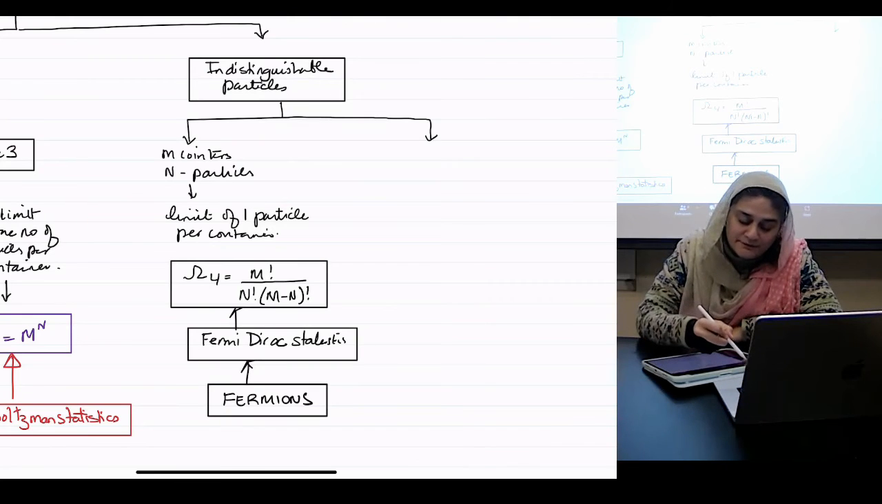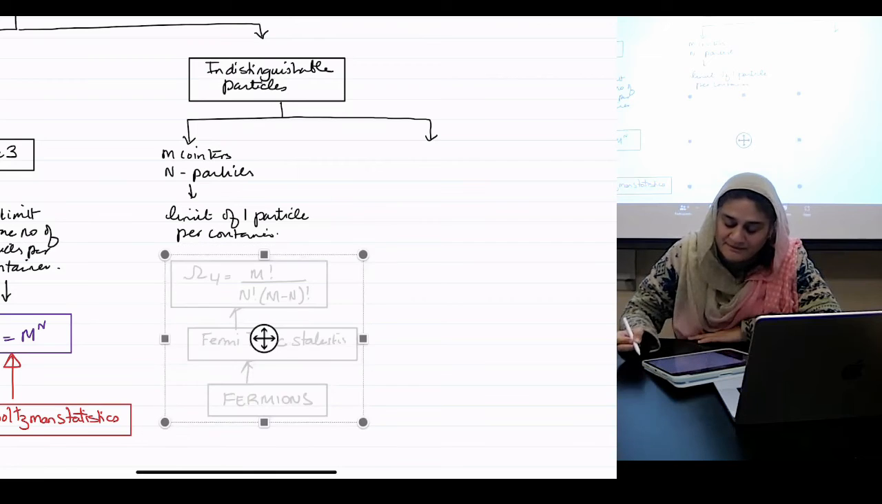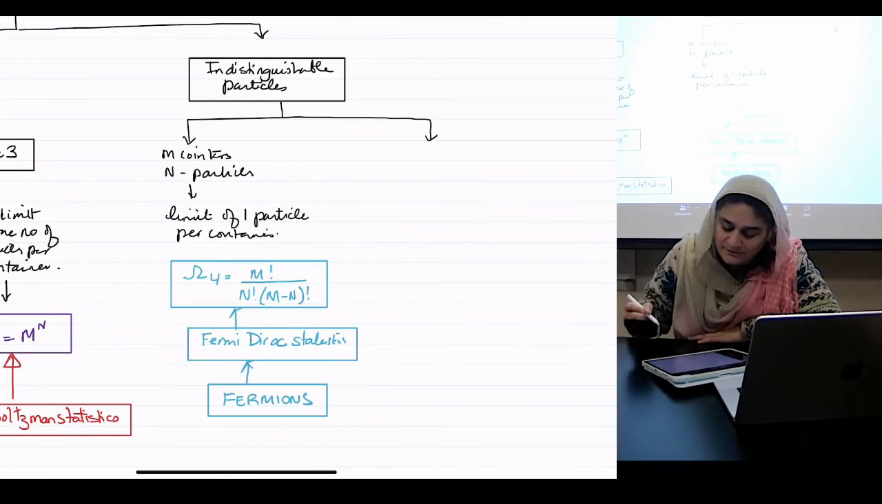Okay, pick a color for this, guys. Purple. No, pick something fun. Teal. Cyan. That's the same.